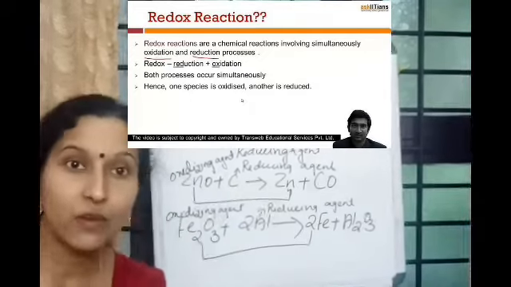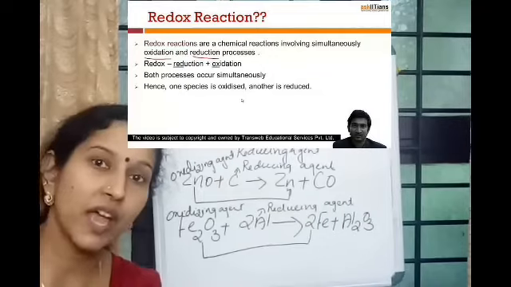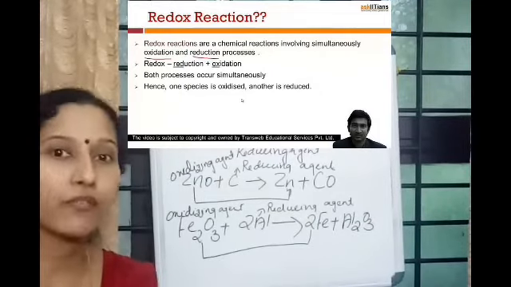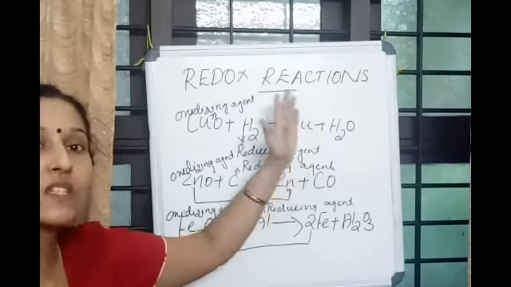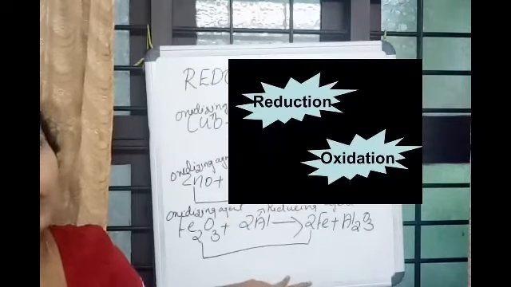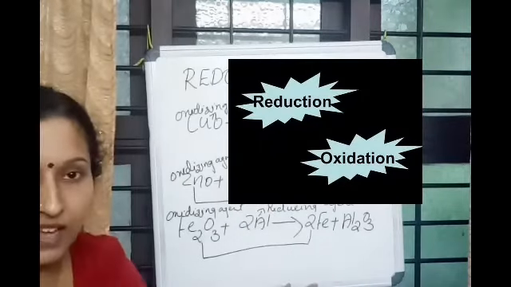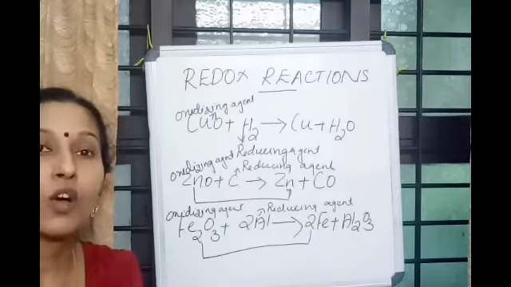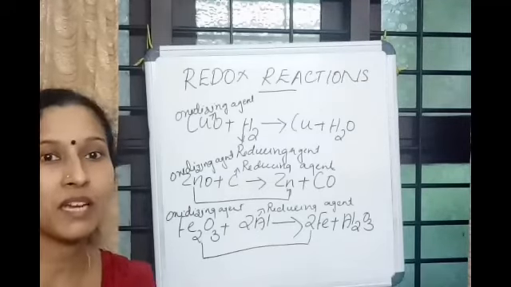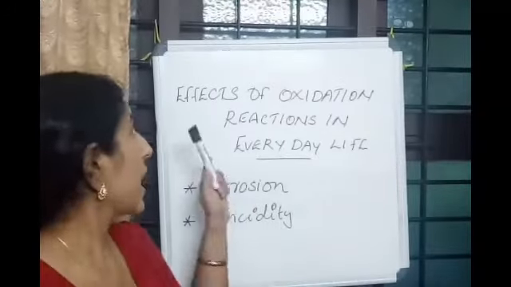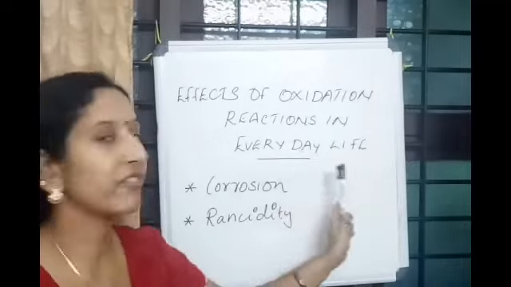If an equation contains both oxidation and reduction, we can say that the reaction is a redox reaction. So redox reactions involve oxidation and reduction simultaneously. Reduction and oxidation always occur together, hence these reactions are called redox reactions. Now we are about to discuss the effects of oxidation reactions in everyday life.